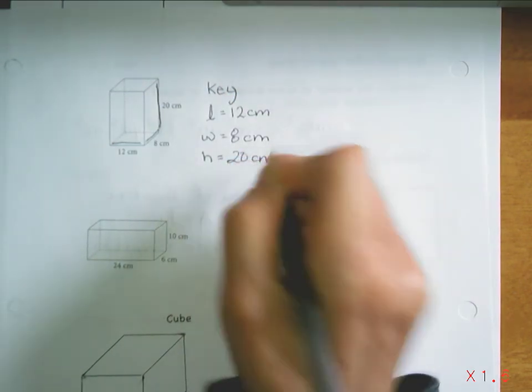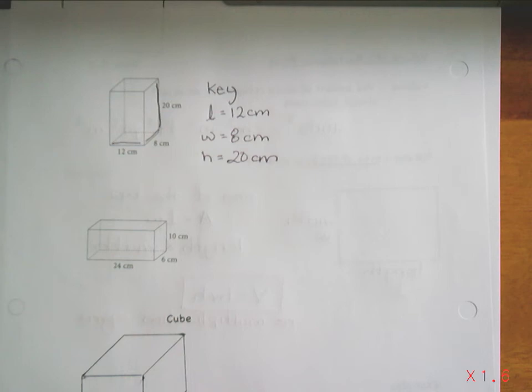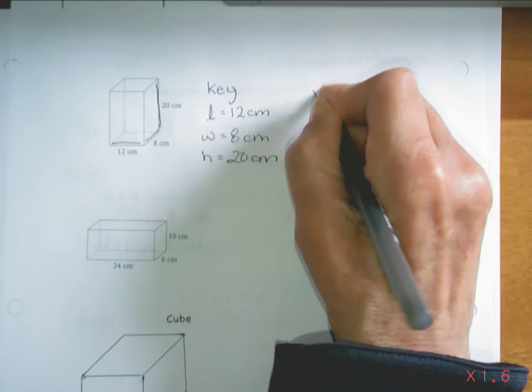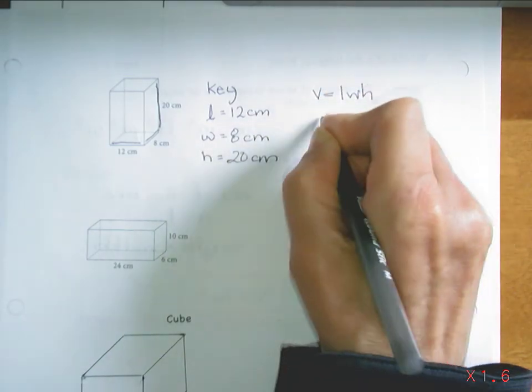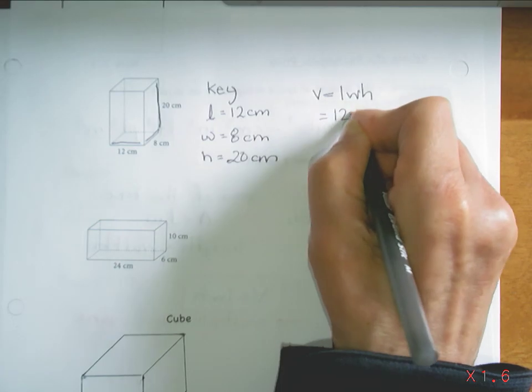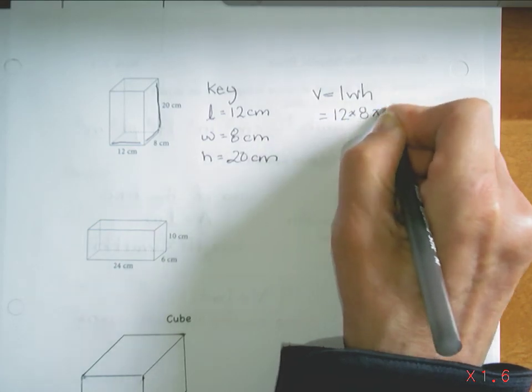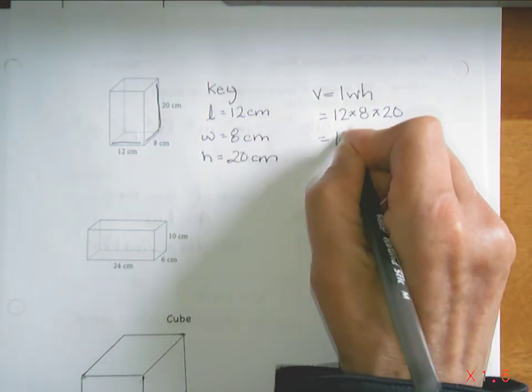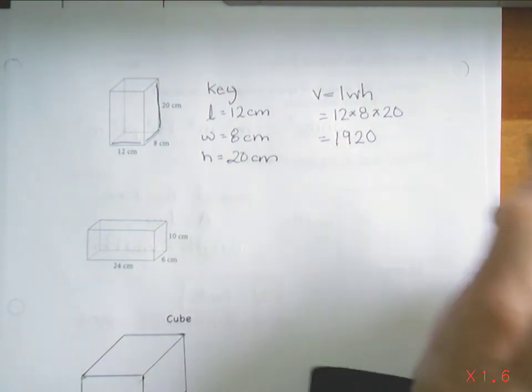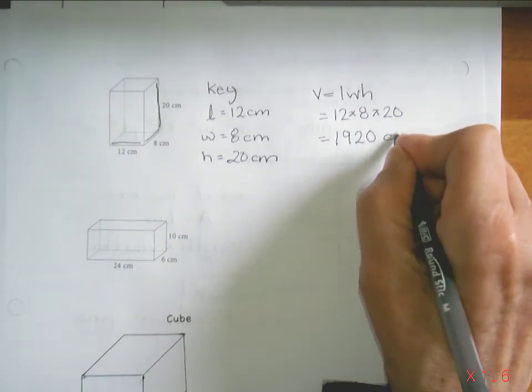And it matters which is which, because if you were solving a problem with something missing, then you would need to know which number is which. You write the formula. You fill in the formula. You get out your calculator and you do your calculation and your units.